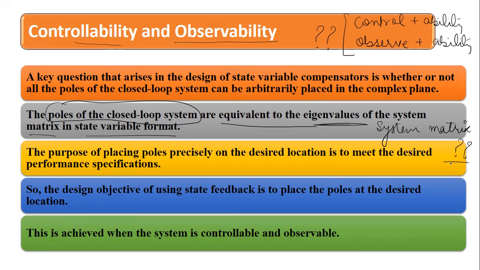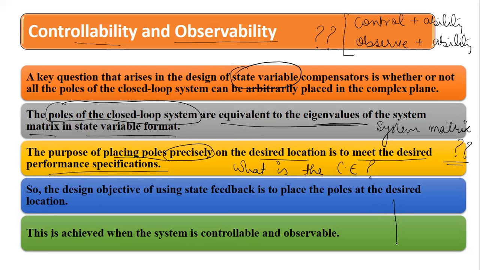So system matrix, what is this? So what is the characteristic equation? These are some questions that would be answered in the next lecture or future lectures. Now see, the ultimate objective of state variable design is to place the poles precisely on the desired location, so that we can meet the desired performance specifications.